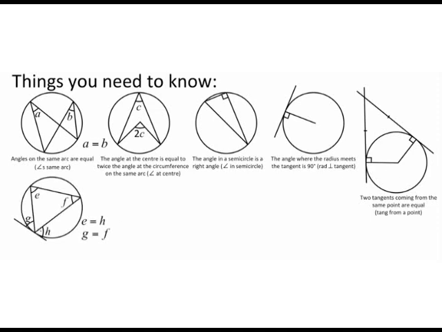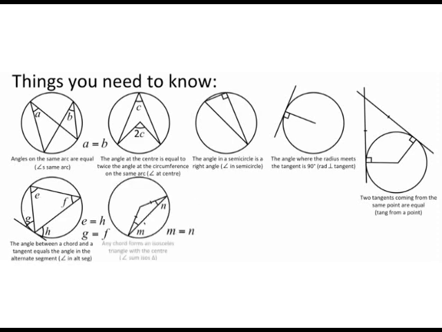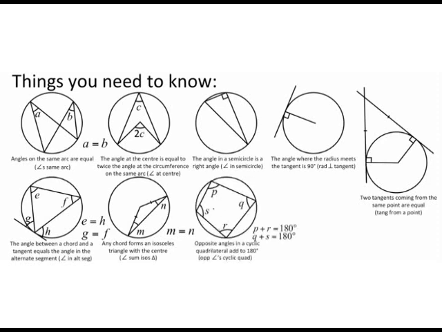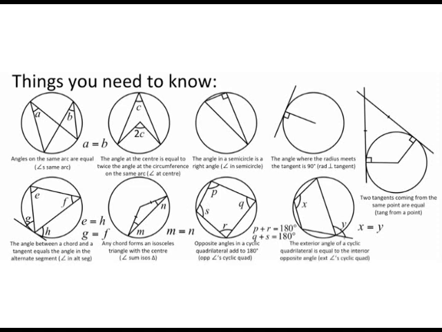Rule number 6, the angle between a chord, which is part of a cyclic triangle, and a tangent is equal to the interior opposite angle of the triangle. Rule number 7, a triangle formed between a chord and two radii is isosceles with equal base angles. Rule number 8, the opposite angles in a cyclic quadrilateral are supplementary. And rule number 9, the exterior angle of a cyclic quadrilateral is equal to the interior opposite angle of the figure.